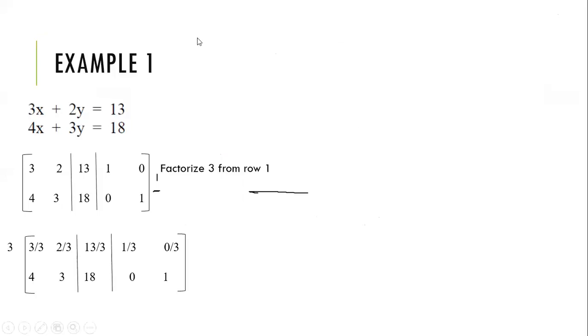Okay, so we have 3 outside the bracket. Within you have 3 over 3, 2 over 3, 13 over 3, 1 over 3, 0 over 3. Then you simplify that. When we simplify, we're going to get 3, 1, 2 over 3, 13 over 3, 1 over 3, and 0.